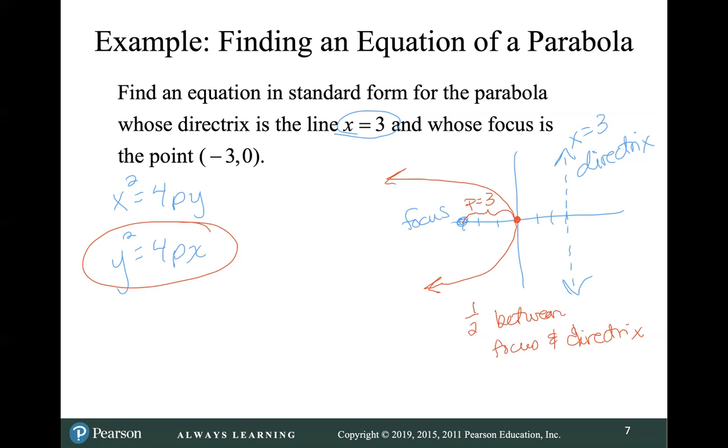So p is negative 3 because it's opening to the left, and then I can say y squared equals 4 times negative 3 x, so y squared equals negative 12x. There is the equation of our parabola. We used all of those properties we just learned to find the algebraic expression of the parabola.